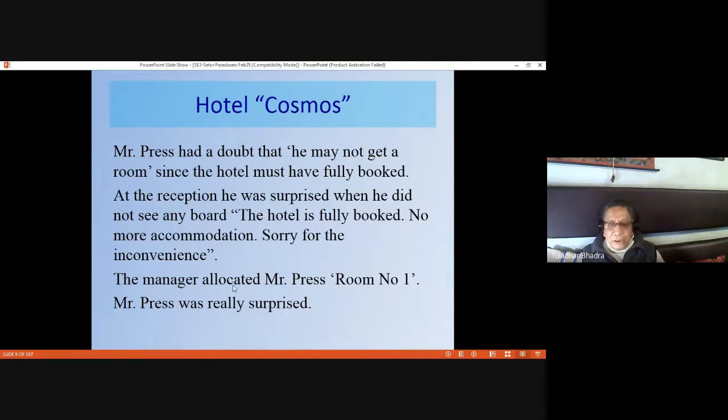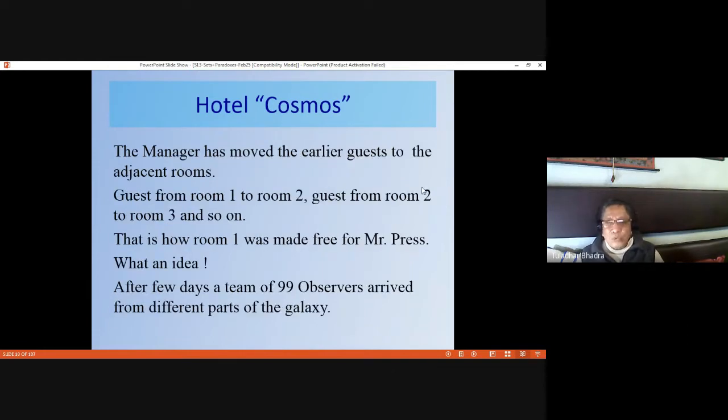The manager allocated Mr. Press room number 1. Mr. Press was really surprised. Room number 1 must have been occupied by somebody, but he was given room number 1. The manager had moved the earlier guests to the adjacent room. So guests from room number 1 were shifted to room number 2, and guests from 2 to 3, and so on. Since they are infinite numbers, you can go on shifting. This is how room number 1 was made free for Mr. Press. What an idea!